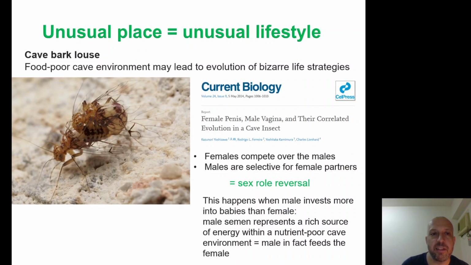And it goes so far, I did not show the pictures here, that even the copulation organs changed. So the females actually evolved something like a penis, and the males evolved something like a vagina. You can check the paper if you are interested. It's something really bizarre but really cool, showing that this kind of weird environment really can be the reason for very weird shapes and very weird forms and very weird lifestyle.